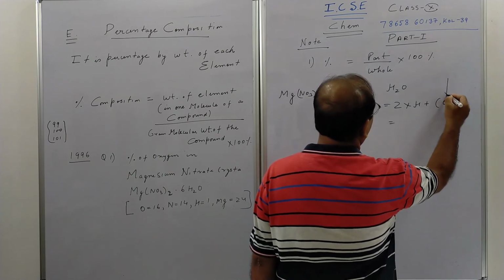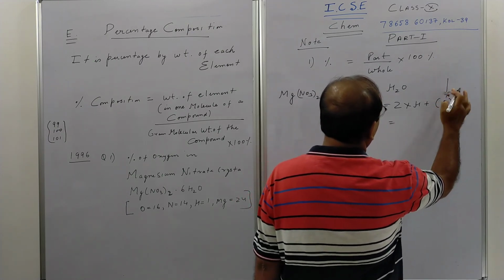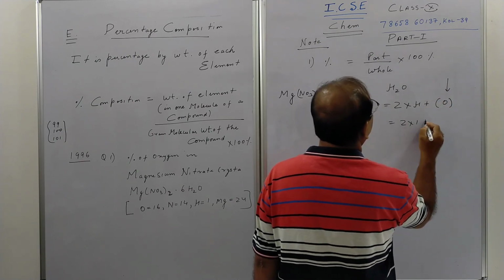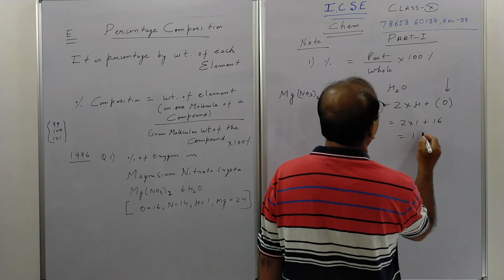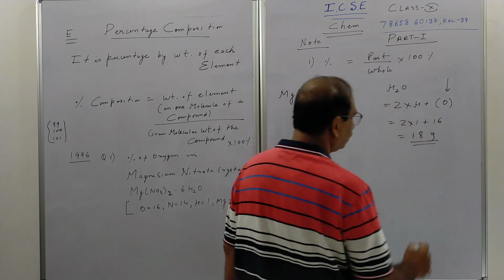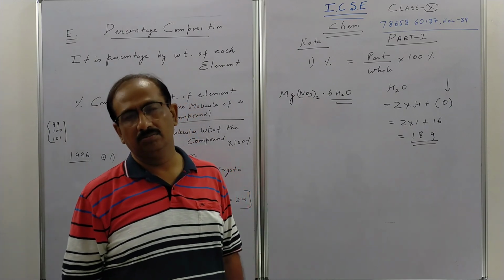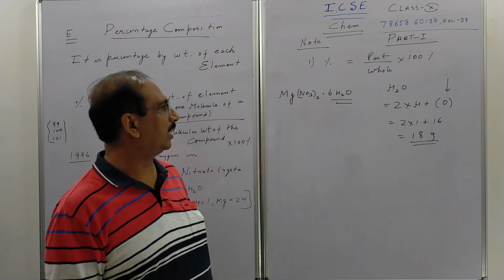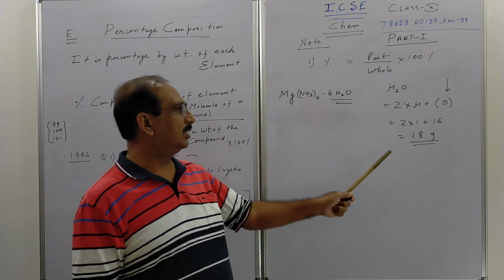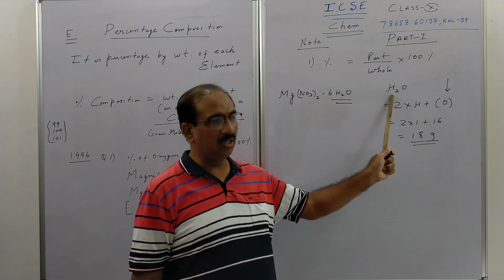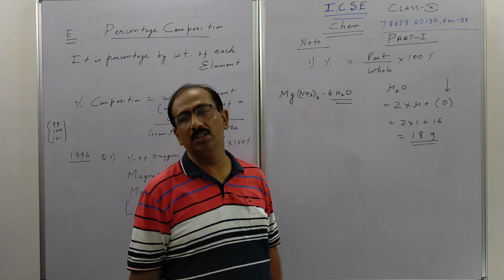Remember, O stands for oxygen, so that's why I have put it in a bracket. Hydrogen is 1 and oxygen is 16. So the gram molecular weight of water is 18, molecular weight expressed in gram. So water is 18, children: 2H plus 1 oxygen. Hydrogen is 1, 2 1s are 2, and oxygen is 16.